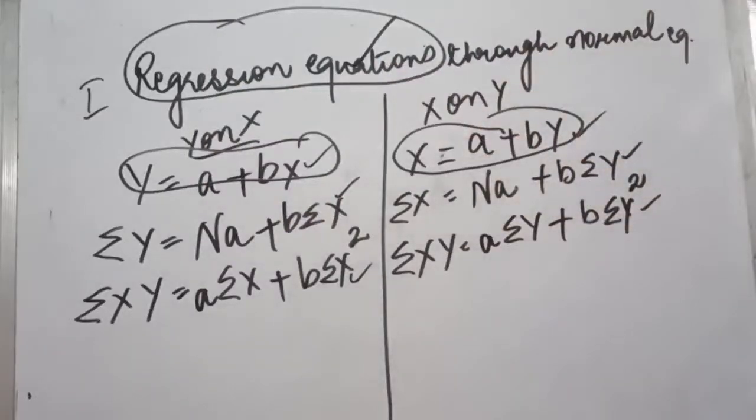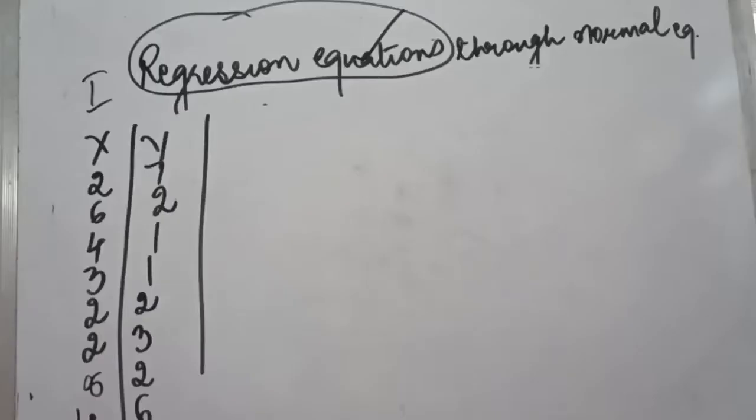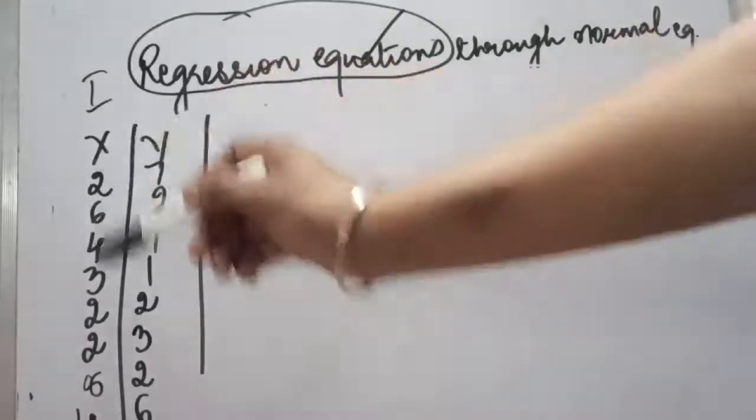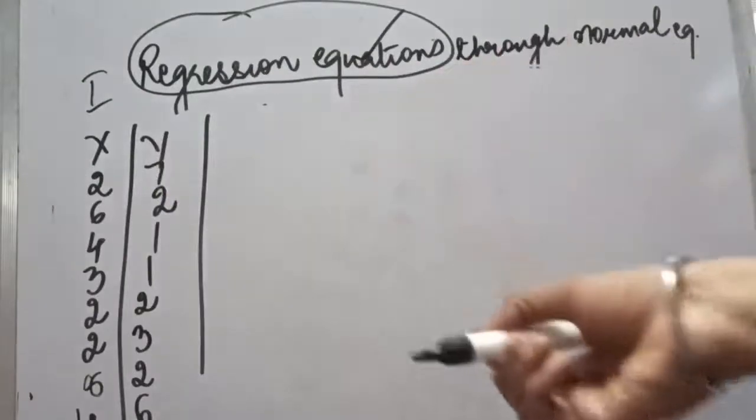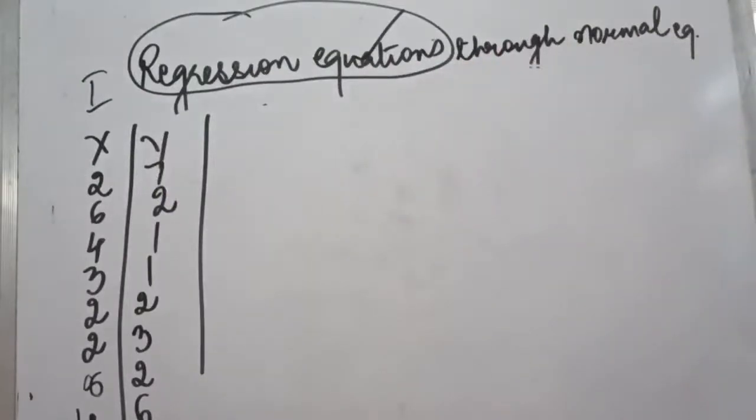Now I'll show you the practical example of this first method. Now this is a practical question which we will be solving with the help of a normal equation method. This is x and this is y. So first of all, whatever we will require to put it into the equations, we will calculate that.